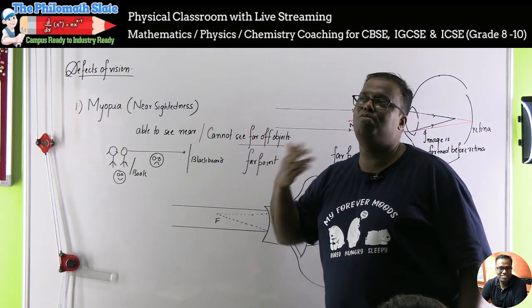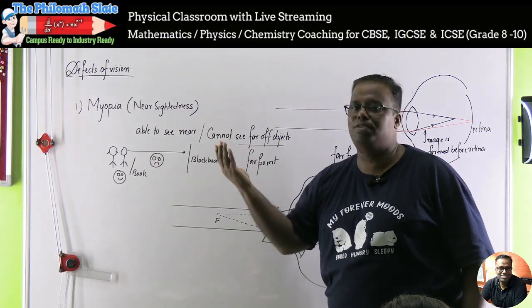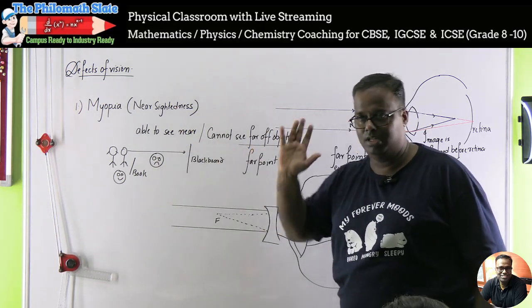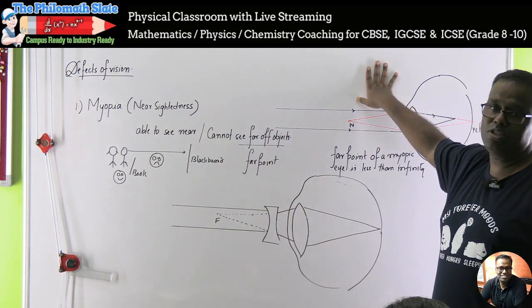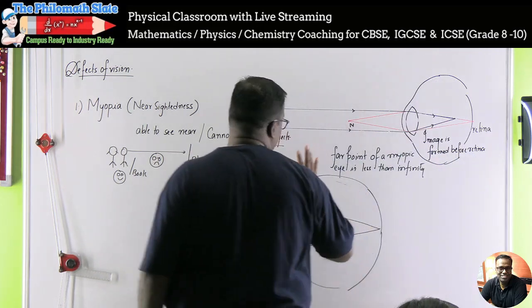Far point is the farthest that I can see. Somebody can see 10 feet, I can see only 5 feet. So my far point has come nearer. Now, we need to make you see both the things. So we have to encash that. So how do we encash that? We first try to understand what is happening.